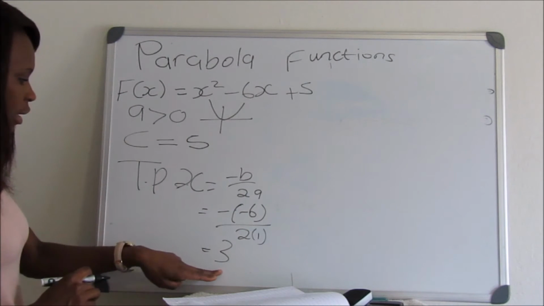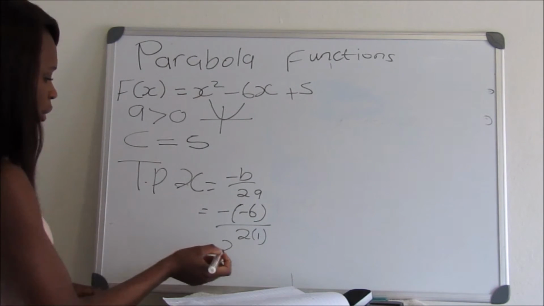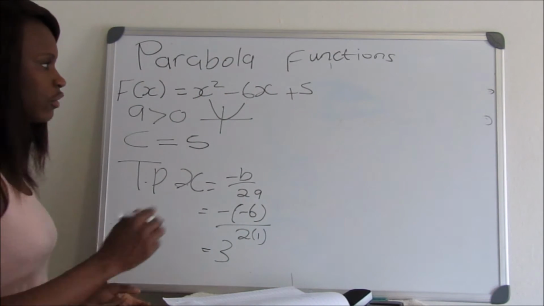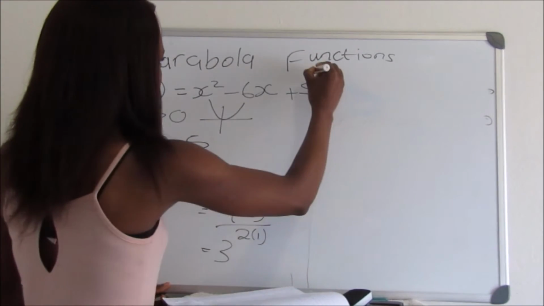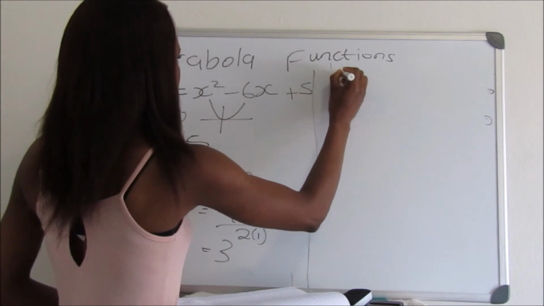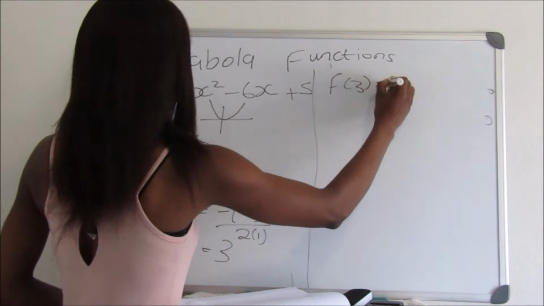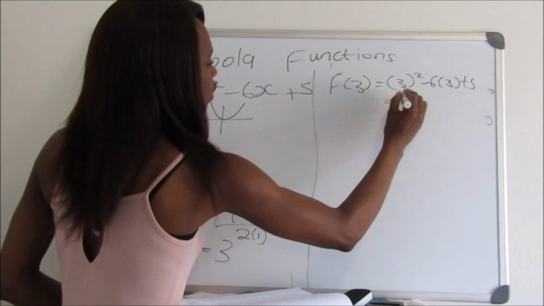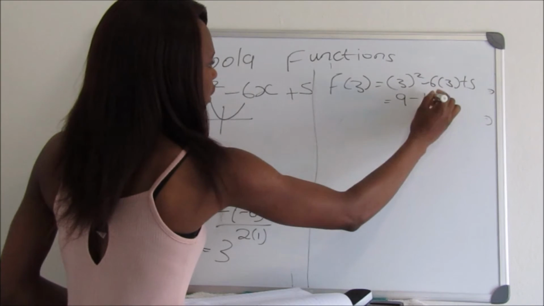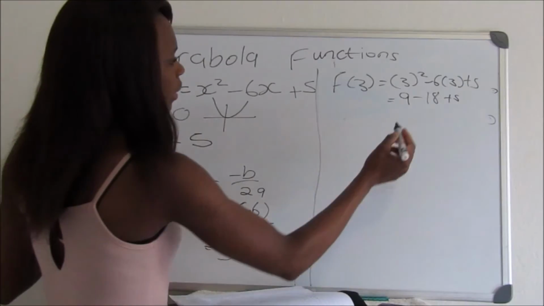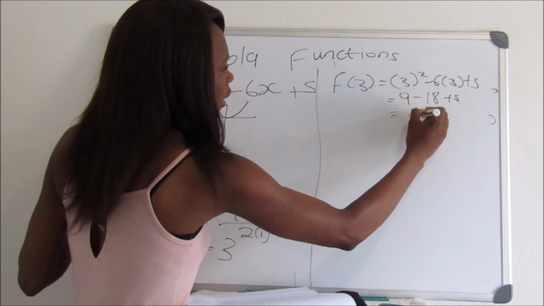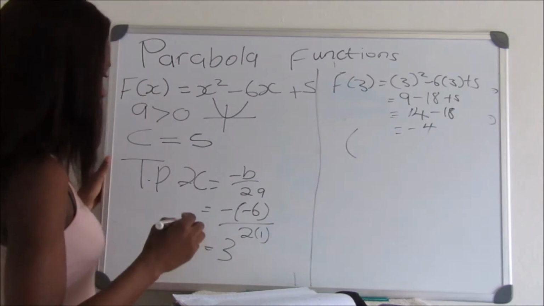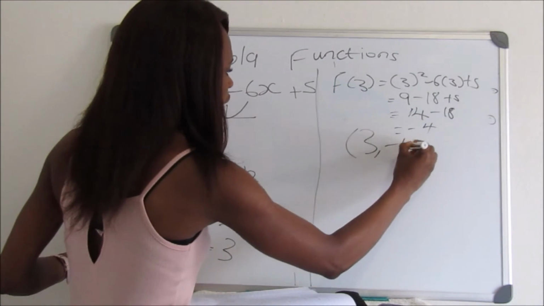So we already have the x coordinate of the turning point. Now we substitute 3 into the equation to get the y coordinate of the turning point. f(3) equals 3 squared minus 6 times 3 plus 5. This gives us 9 minus 18 plus 5. 9 plus 5 is 14, minus 18, the answer is negative 4. So the coordinate of the turning point is (3, -4).